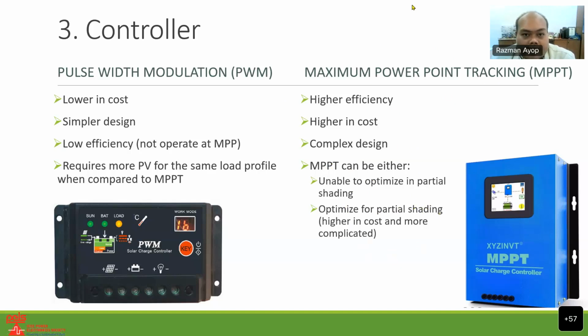Do you have any question? Excuse me, doctor. The pulse width modulation type, it doesn't have a converter, doesn't track the maximum power point at all. It's just charging the battery. That's why it cannot operate optimally. But MPPT has much higher efficiency, around 90%.